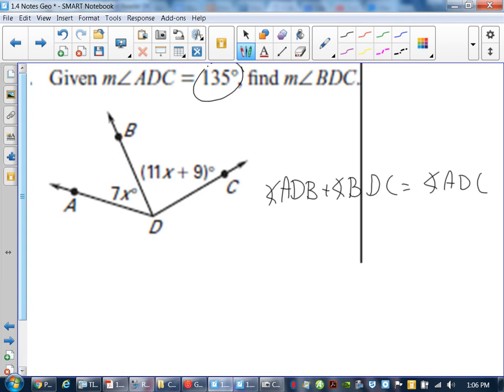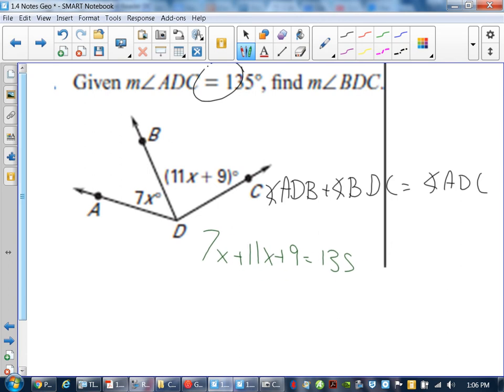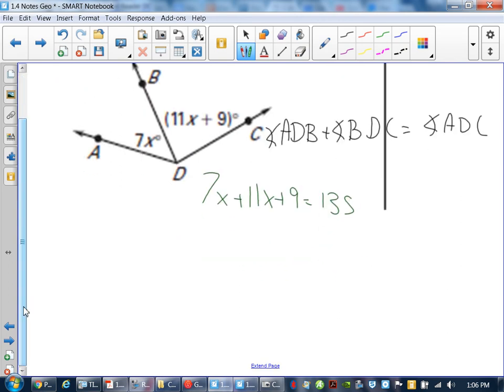So with any luck, if we're doing this right, we're getting this: 7x plus 11x plus 9 has to equal 135. Now you're at a two-step equation where on one side of the equation you have to just combine like terms. 7x and 11x is how much?